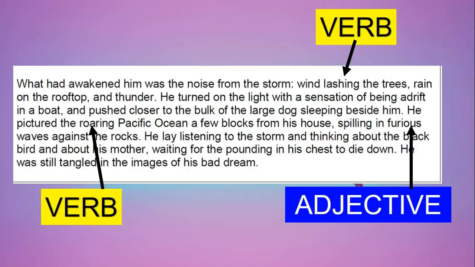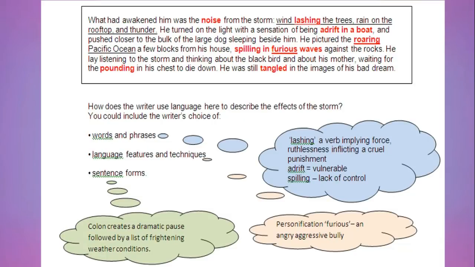If we look at the top one, wind lashing the trees, think to yourself, why is that verb being used? Then it said he pictured the roaring Pacific Ocean. Again, think about why the verb roaring is being used. The writer could have just said he pictured the Pacific Ocean, but roaring has been used on purpose. And also spilling in waves, but the writer has chosen to use the adjective furious. So think to yourself, what are the connotations of these words? What is the connotation of lashing, roaring, furious? We could also have picked out a few other things.